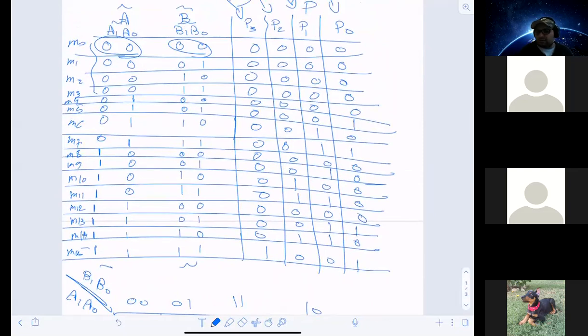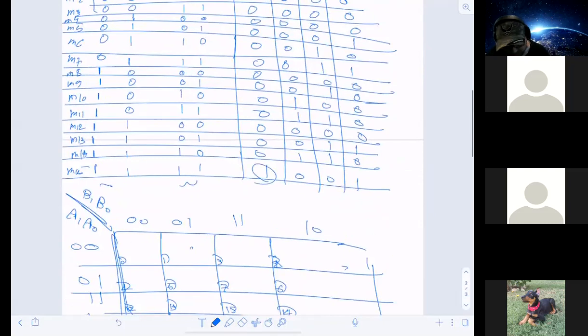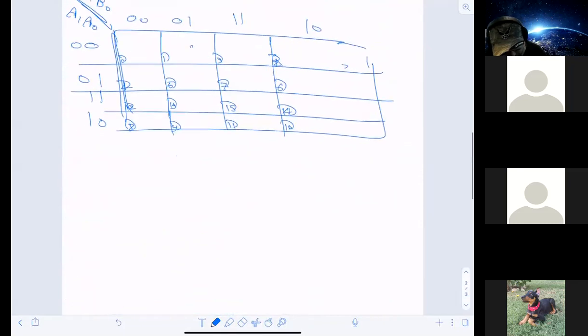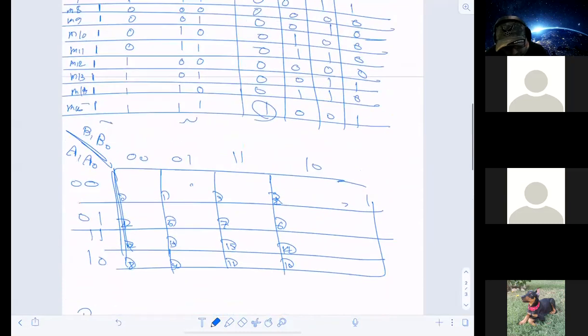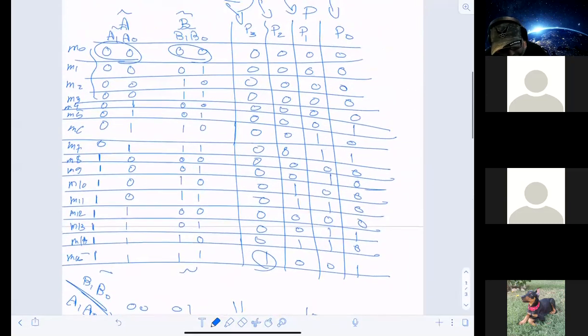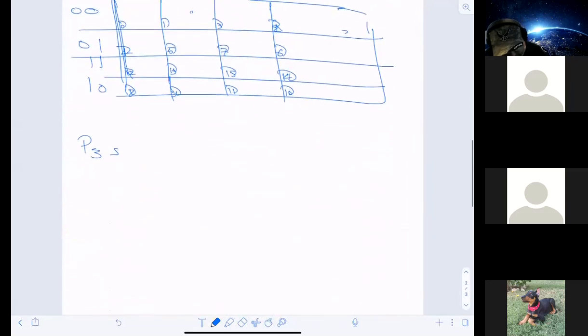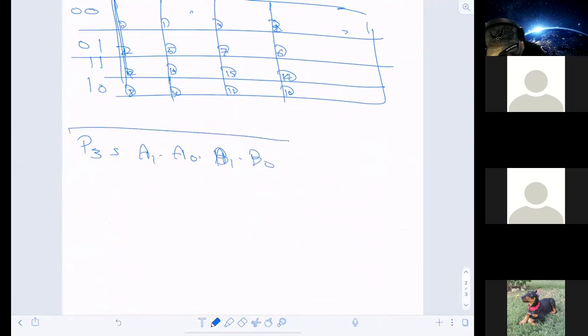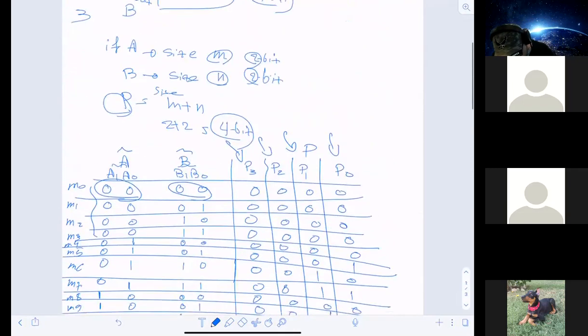P3 is straightforward. Everybody can see everything is 0 except one situation. So I'm not going to make a K-map for P3, because it is just one minterm: A1, A0, B1, B0. It doesn't even need a K-map. Everybody agrees with me? Yes. Okay.